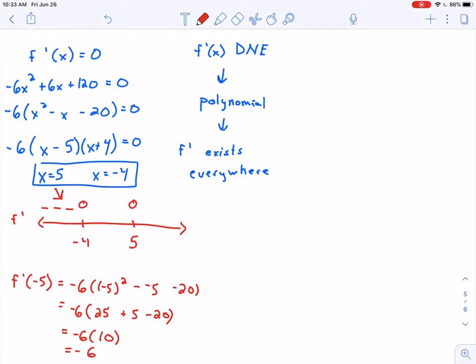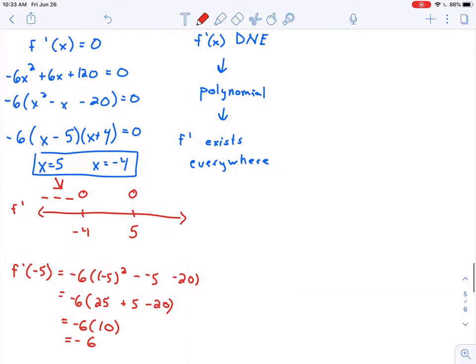So there we go, there's the first part. Now I need a number between -4 and +5. 0 would work pretty well here. And just to be consistent, I'm going to once again use this factored form.